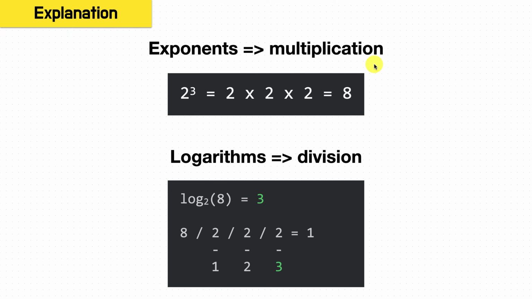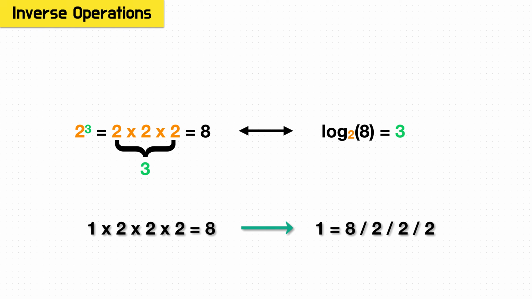So exponents mean multiplication. And logarithms are the inverse of exponents, so they mean division. So if we have log 2 of 8, what we're saying is how many times do we have to divide this base, 2, into 8 until it reaches the number 1? And the answer is 3. 8 divided by 2, 3 times is 1. So the key to logarithms is dividing a number up multiple times.